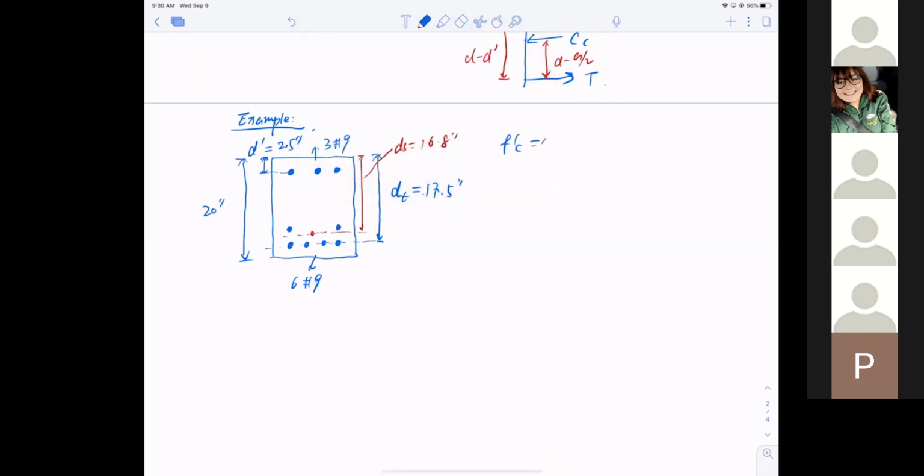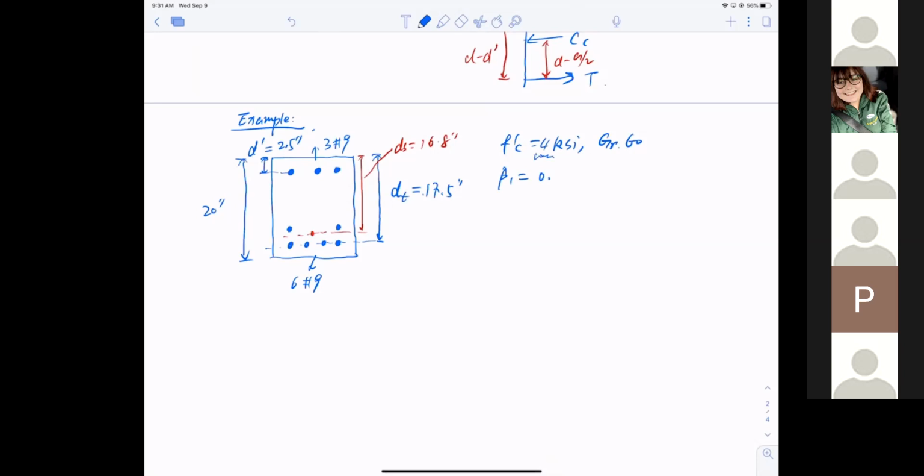Concrete strength is 4 ksi. Grade 60 means the steel yields at 60 ksi. And I naturally know that my beta 1 strength reduction factor is dependent on the concrete strength of 4 ksi. Michael, what would be my beta 1 value here? Considering it's a 4 ksi concrete, 0.85. Right, that's the correct answer.